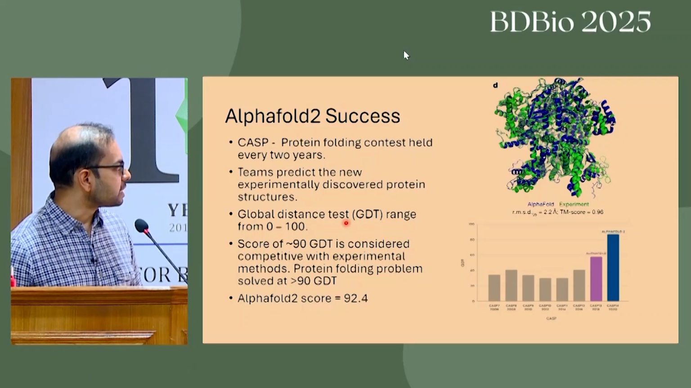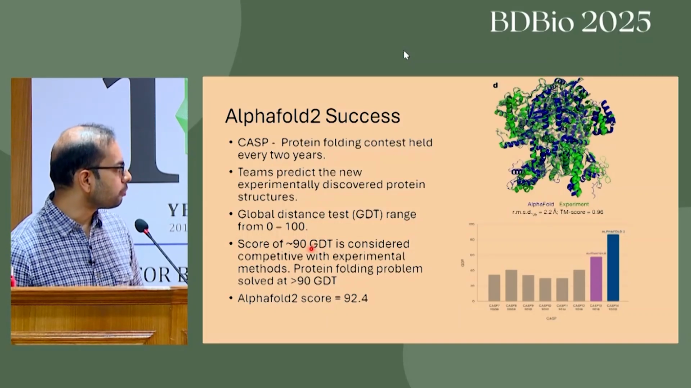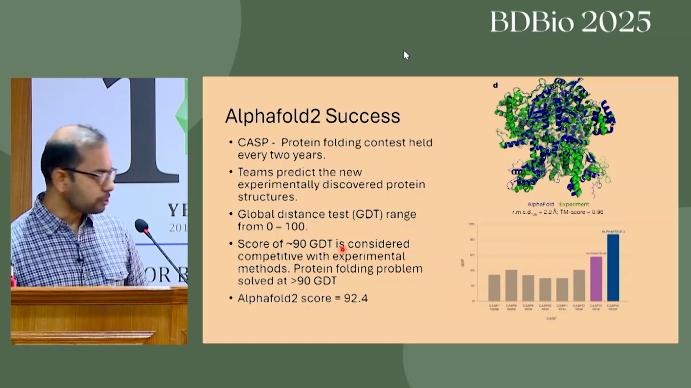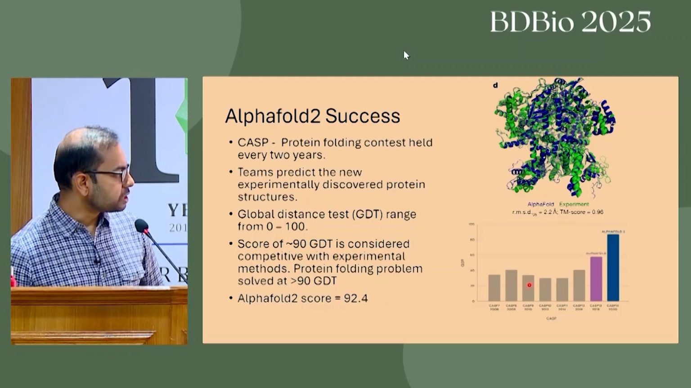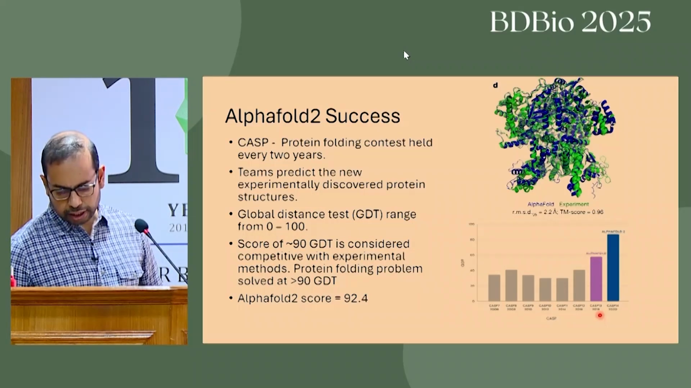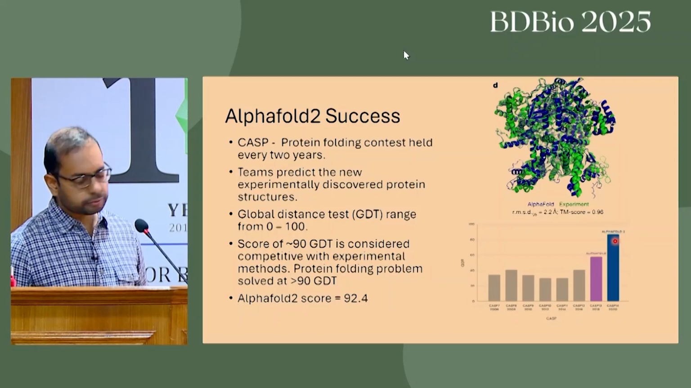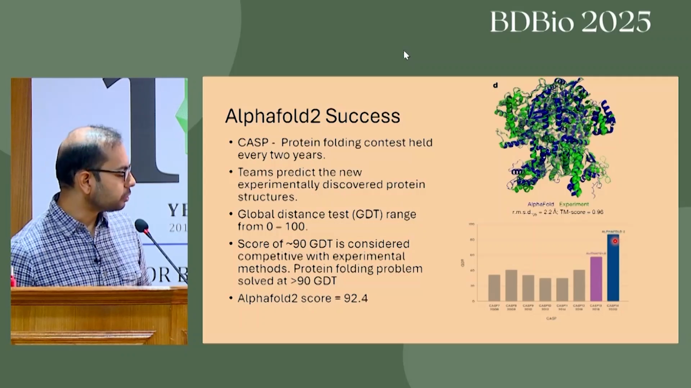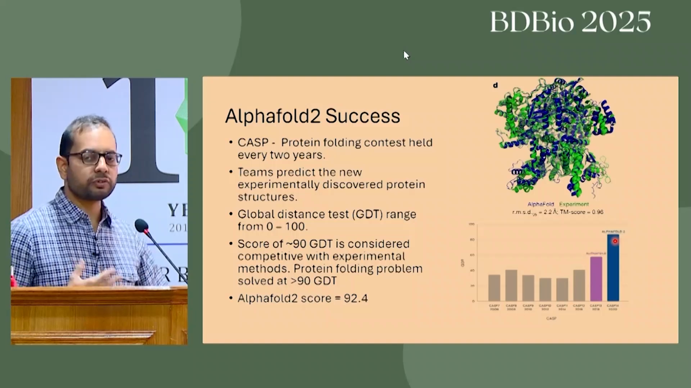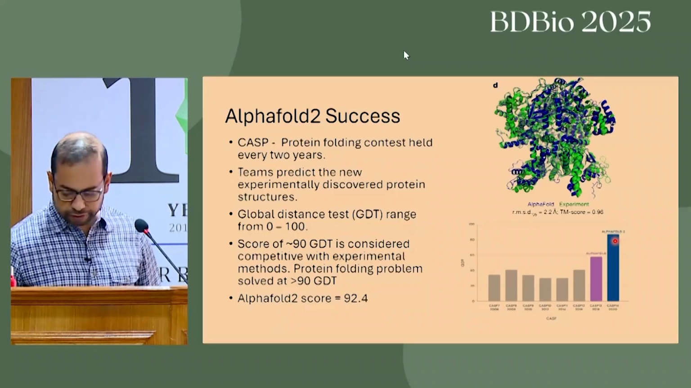The metric is called the global distance test. It ranges between 0 and 100, and if you get a score of more than 90, it is considered very competitive, and it's considered that the problem is solved. So you can see here, AlphaFold 1 came in 2018, and it got a score of 60. But then AlphaFold 2 came and it got more than 90. It got a score of 92.4, which is when it was considered that the problem was solved. For many cases, it's not solved for everything, but for many cases.